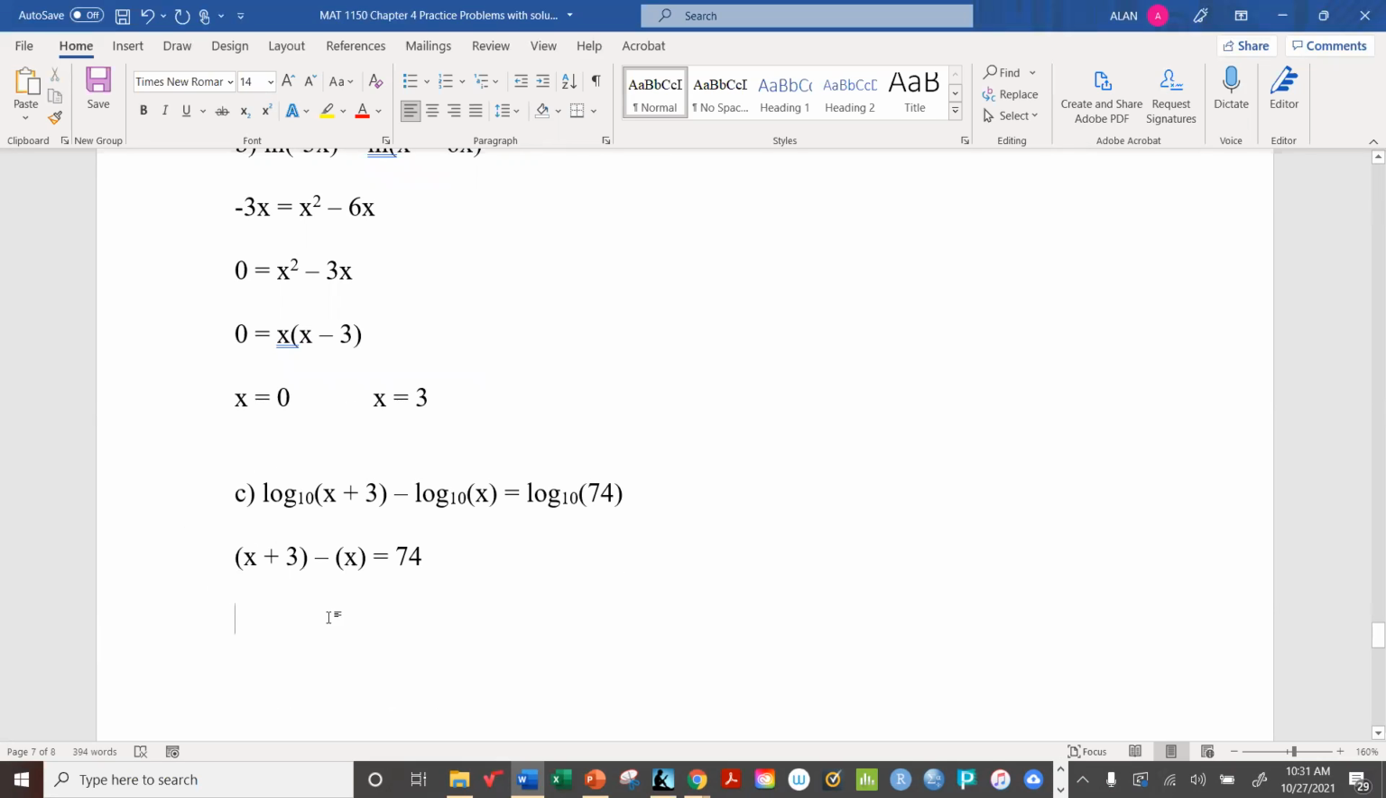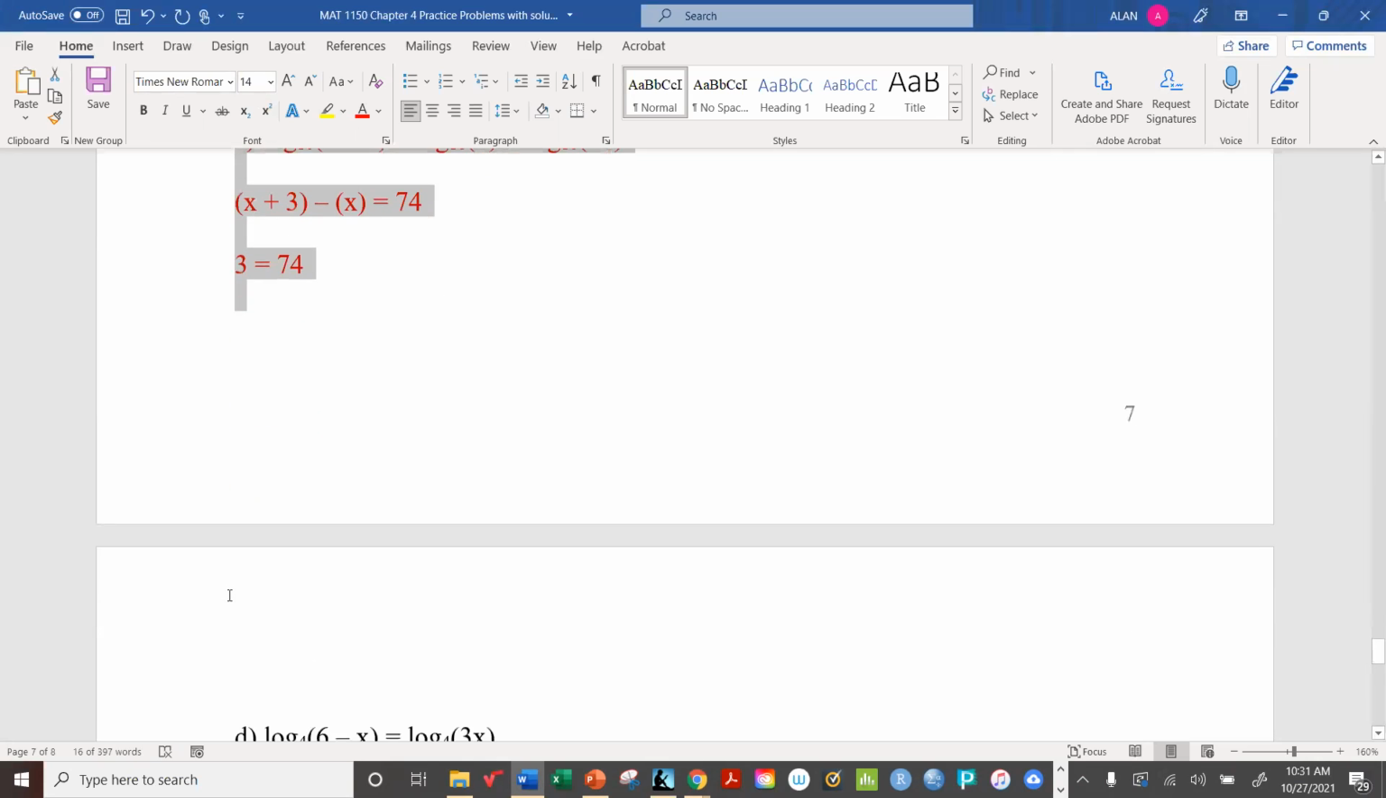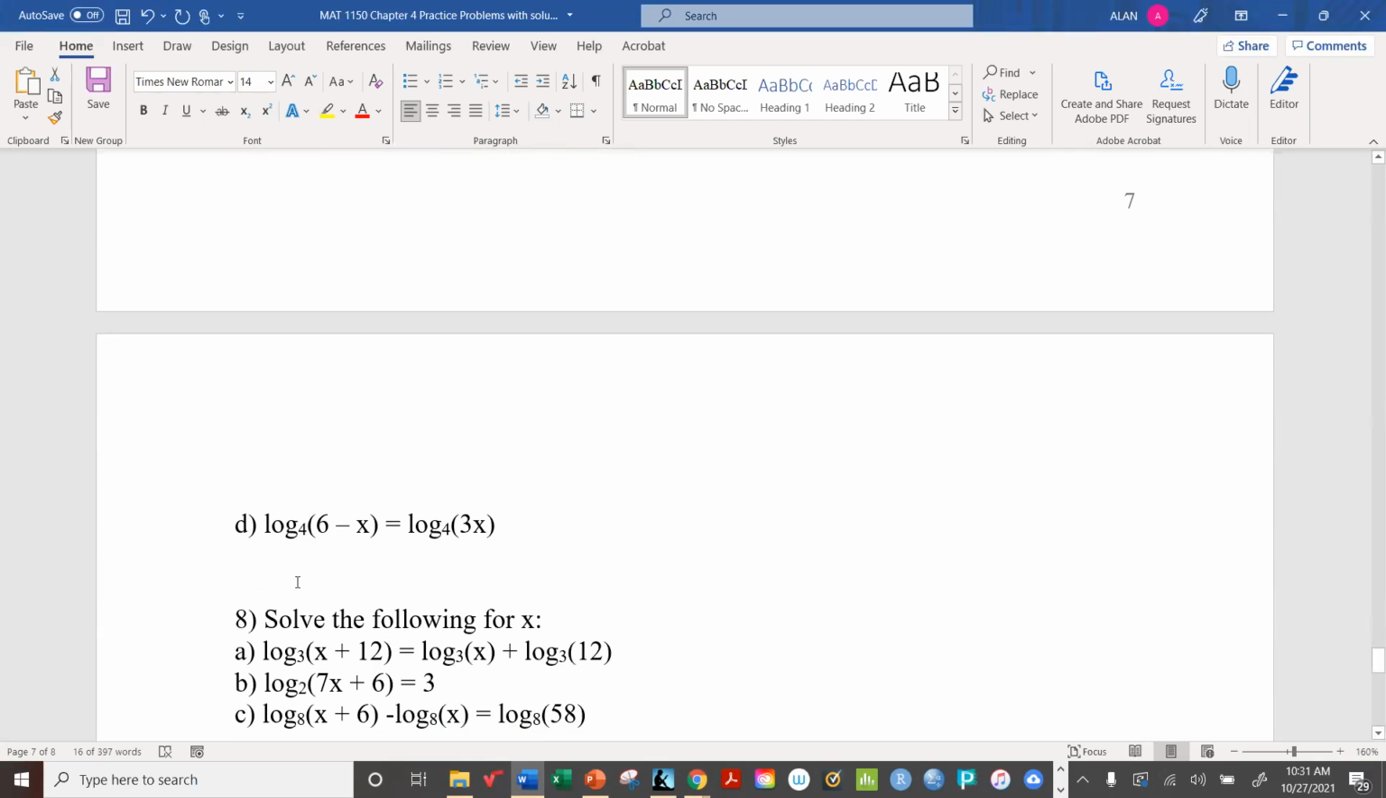I just remembered I was supposed to delete this one. This is not a valid question, because if you can see, you're just going to end up with 3 equals 74. So make a note somewhere that this one is not going to work. We'll just dispose of this question. It was not set up properly, so we can't solve for it, unfortunately. So let's just pretend we never saw this one, okay?